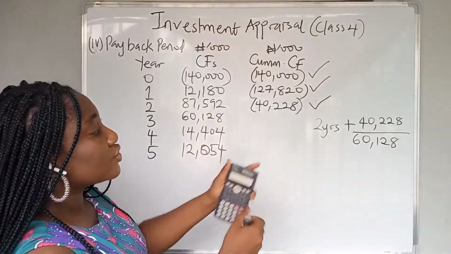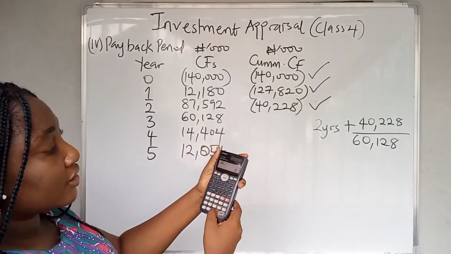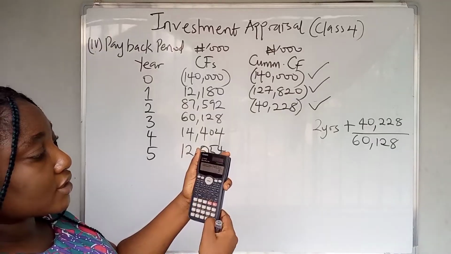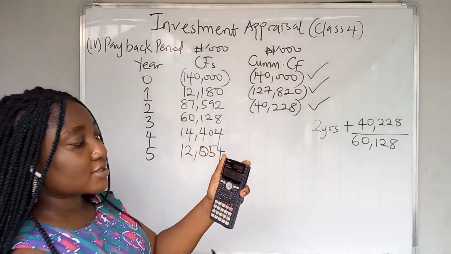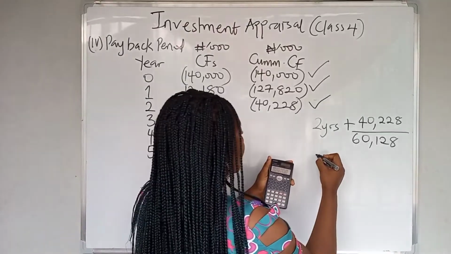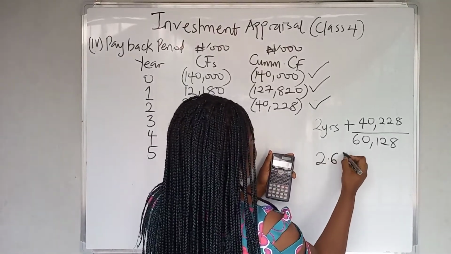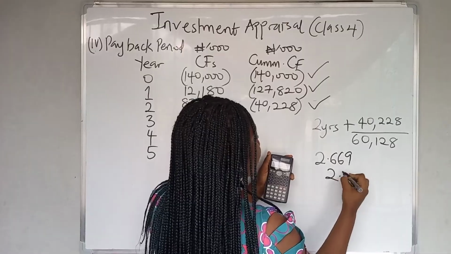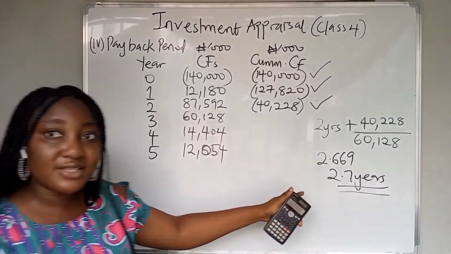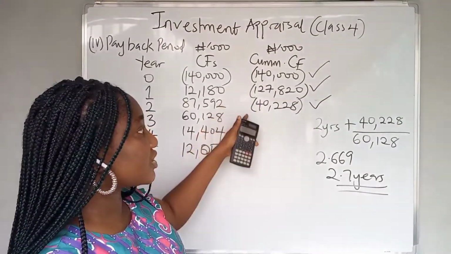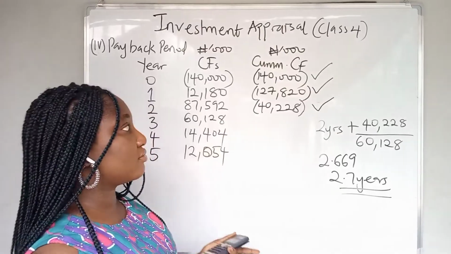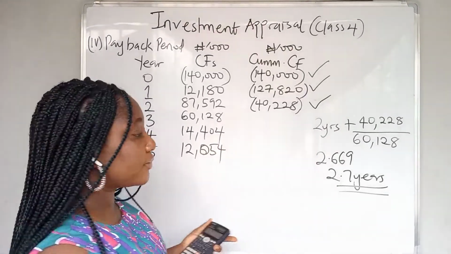Let's calculate it. So you have 40,228 divided by 60,128, and that gives you 0.669. That's 0.7, right? So that would be 2.669 or 2.7 years, right? So it will take them 2.7 years to regain their investment, or to have recovered their investment. Does that make sense? It makes sense.